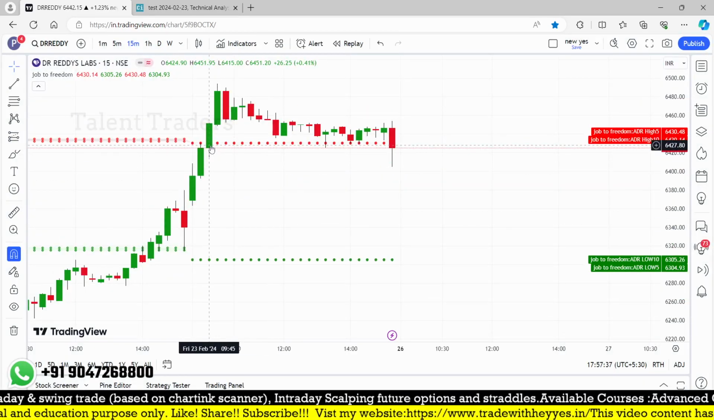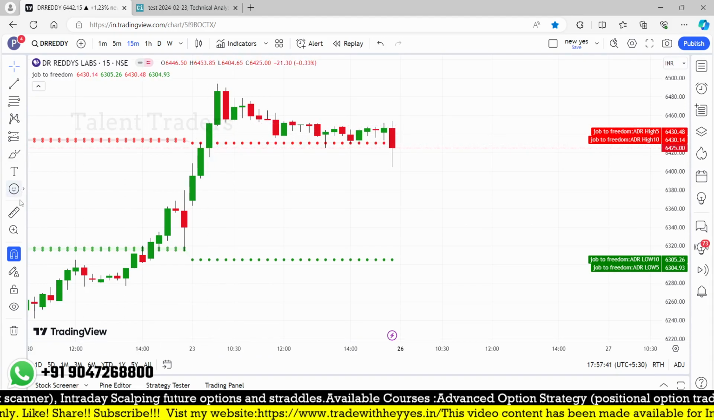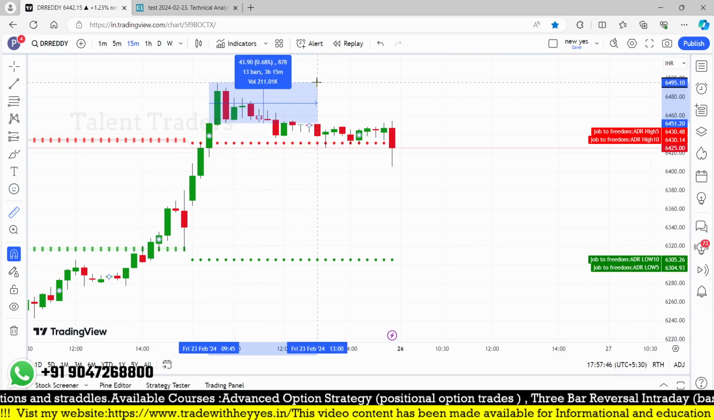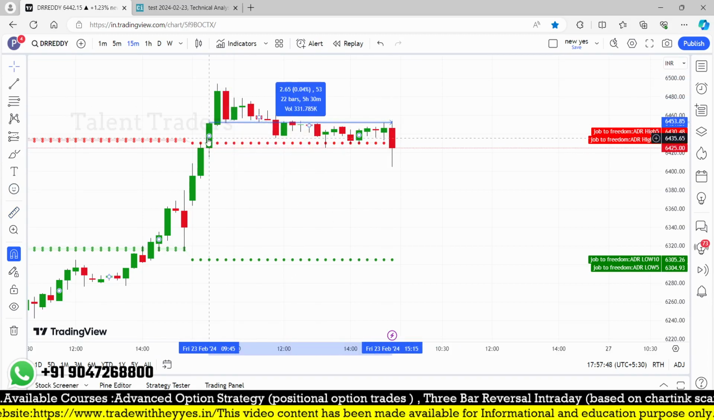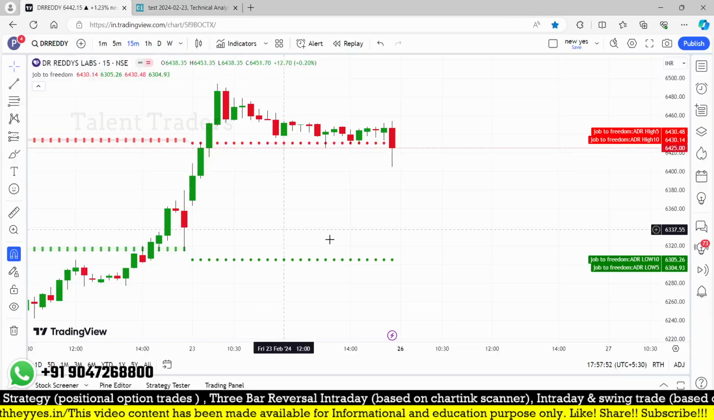Third candle, less than 1%, 0.41. The high is our entry point. From that high, whether it is giving you 1% or not: it has given 0.68, but our risk is around 0.4. So maybe that worked. And the second one is about IRCTC, LTTS.